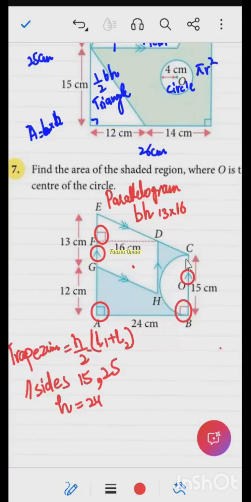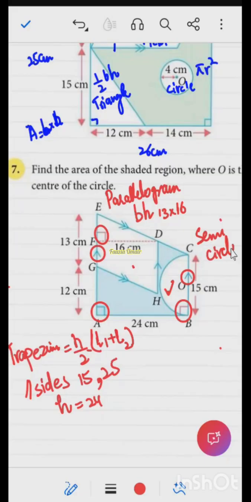Now comes this third side, this one. So what is this shape? This third shape in the figure. What is this shape? Anyone? It's a semicircle. Semicircle, right?